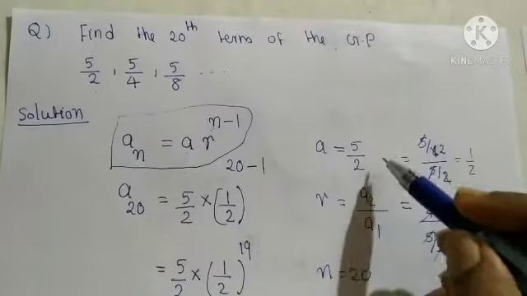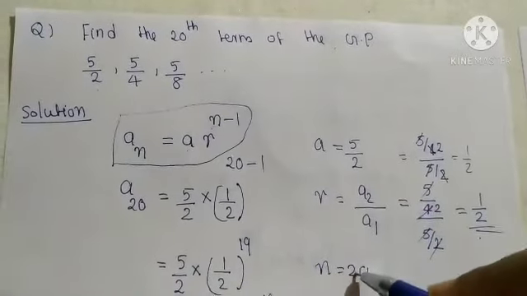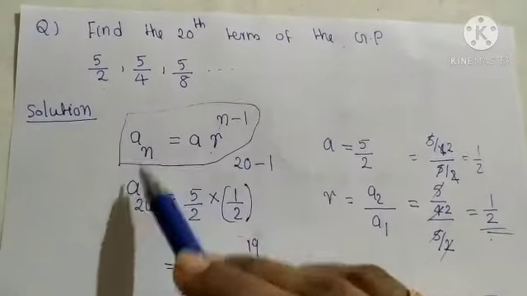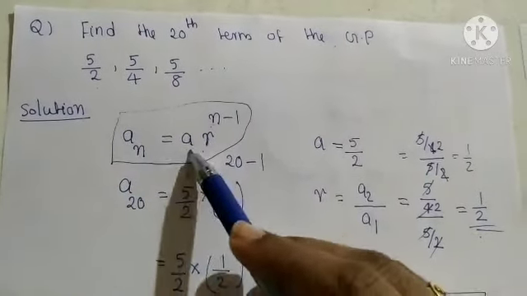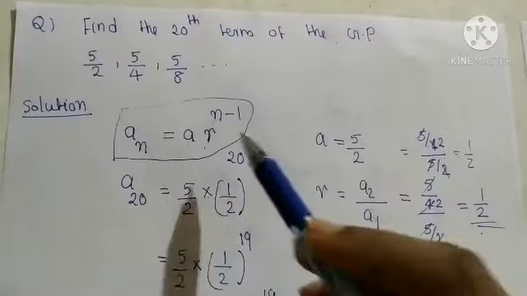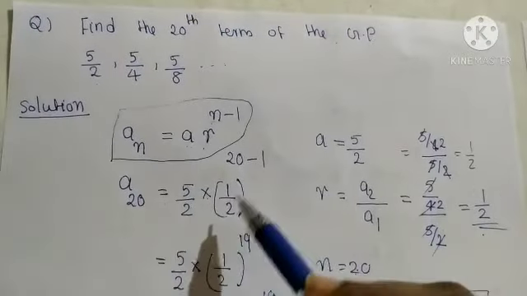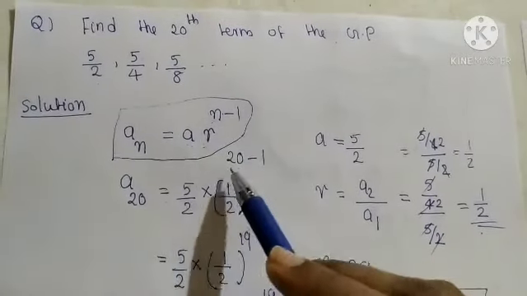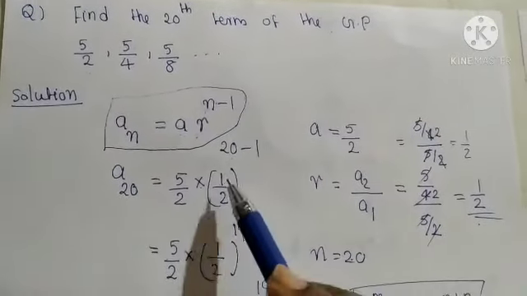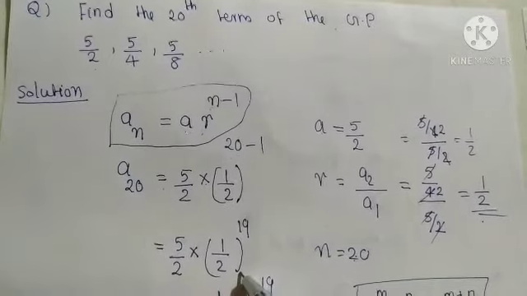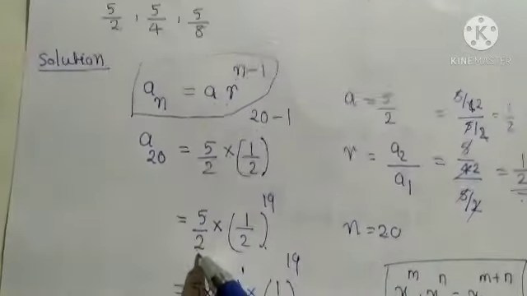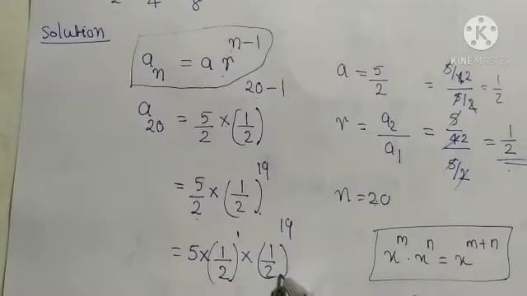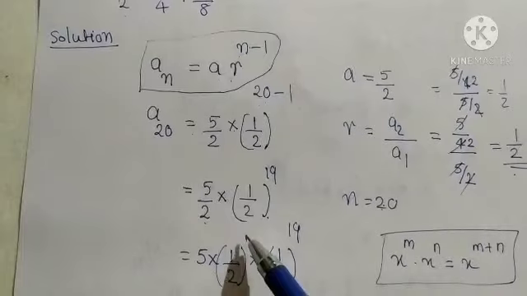So next I am going to substitute all the values of a, r, n in this formula. We get a20 is equal to a, that means 5/2, into r, which is 1/2, whole raised to 20 minus 1, since n is 20. So we get (1/2) raised to 19 here. So this 5/2 can also be written as 5 into 1/2, into (1/2) raised to 19. This 1/2 has a power of 1, right?